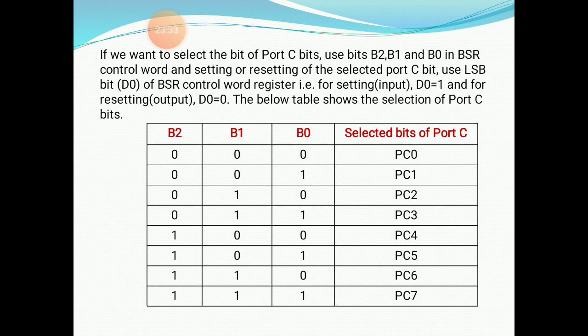The table below shows the selection of port C bits. B2, B1, B0, three bits, provide 8 combinations. For each combination, any one of the port C lines is selected. After selecting that port C line, you set or reset that line by using the D0 bit. If D0 equals 1, the selected bit of port C becomes set, that is, used as an input line. If D0 equals 0, the selected bit of port C becomes reset and can be used as an output line.